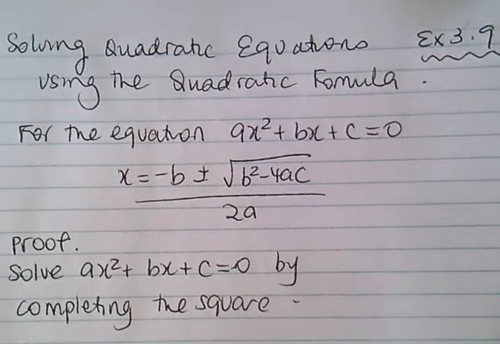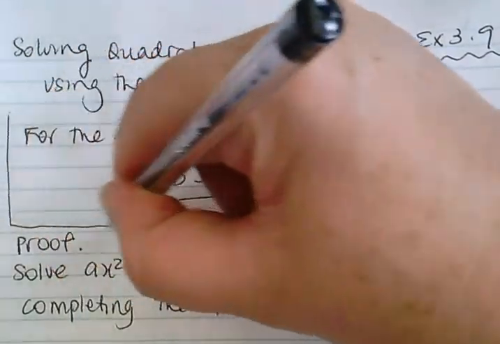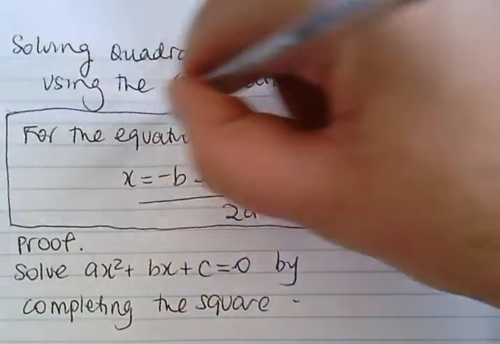Looking at exercise 3.9, when you try to solve a quadratic equation, obviously it's a power of 2. You can either factorize it, you can complete the square if you're asked, or if you can't factorize a quadratic equation, then often you'll resort to using the quadratic formula. And here is the quadratic formula, which you did see last year in Year 10.